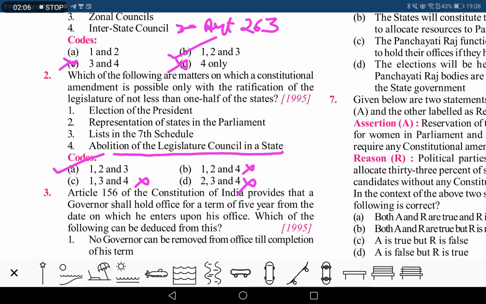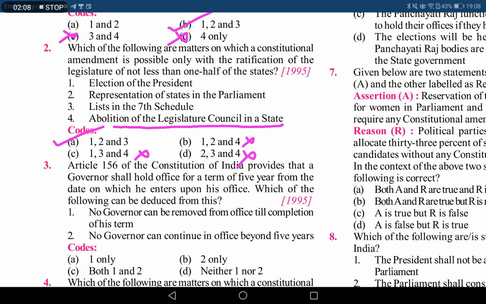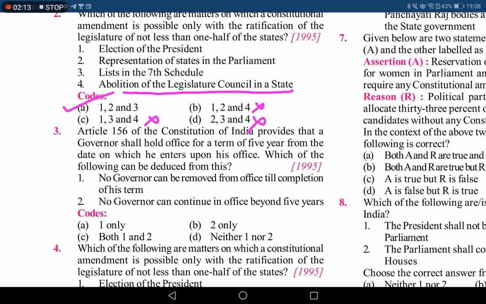So let's read the correct answers. Election of the President requires the ratification. The representation of states in the Parliament also requires the ratification, and the lists in the 7th Schedule also require the ratification by one half of the states.